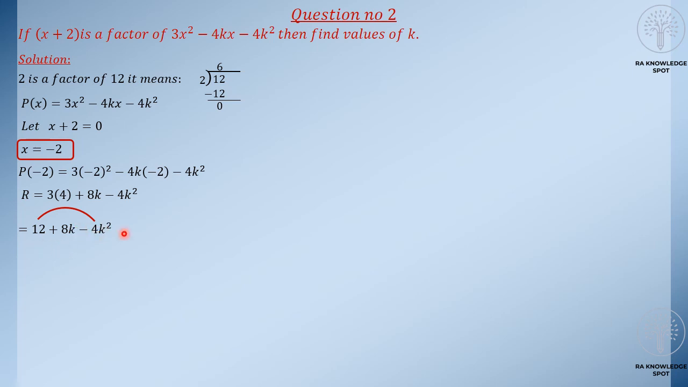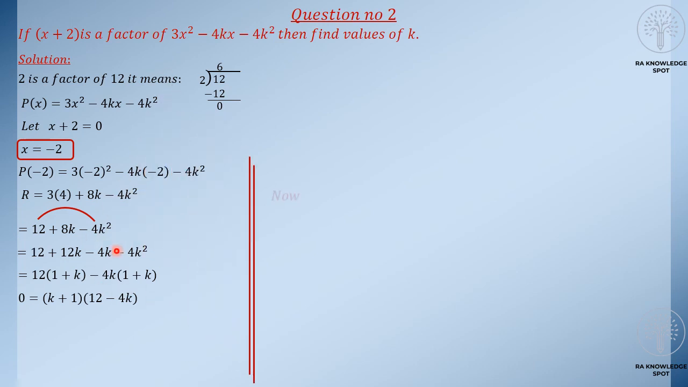4 2s are 8. First you have to multiply. Then the first and last terms will be as they are. Then 12 fours are 48, and 12 minus 4 is 8. Now what is the common term? 12 is common, 1 plus k, minus 4k is common, and 1 plus k. I'm not going to emphasize too much on these steps, because I already explained these things in my previous video.